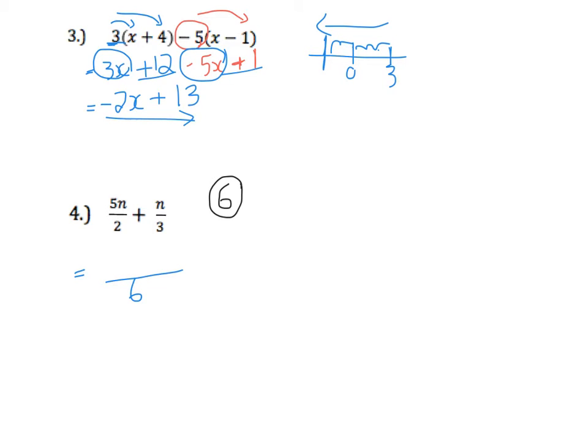If I change 2 to 6, I multiply it by 3. So I do exactly the same to the numerator. 3 times 5n is 15n. If I change 3 to 6, I multiply it by 2. So this numerator is also multiplied by 2. N times 2 is 2n. These two terms are like terms, so I can add 15n plus 2n is 17n over 6. That fraction can't be simplified, so that's my final answer.